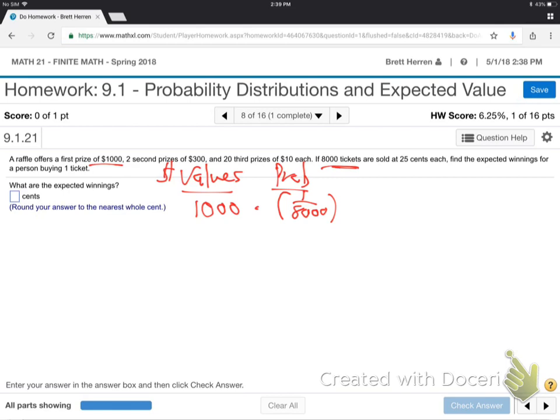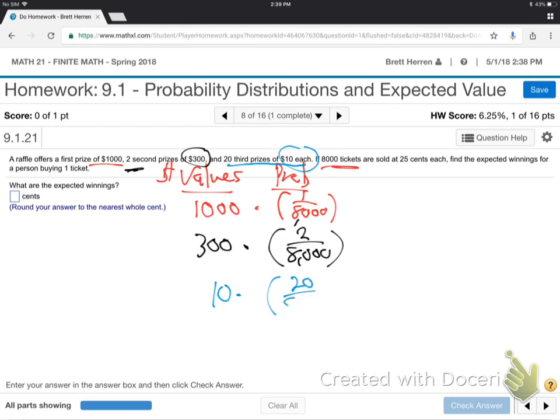So you're going to multiply those. Next, you could win $300. What's the probability of winning $300? There are 2 second prizes, so 2 out of 8,000. That makes sense? Out of 8,000 tickets, 2 people will win second prize. So the chance you're going to win a second prize is 2 out of 8,000. See how I'm coming up with that? Next, the third prizes are $10. You could win $10. There's a 20 out of 8,000 chance of that. There's 20 out of 8,000 total people that will win $10 each.